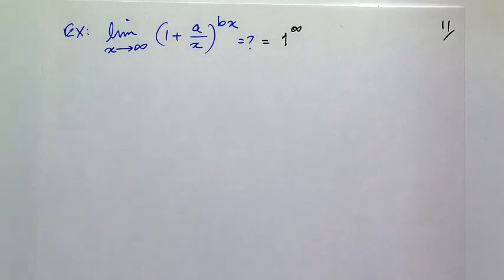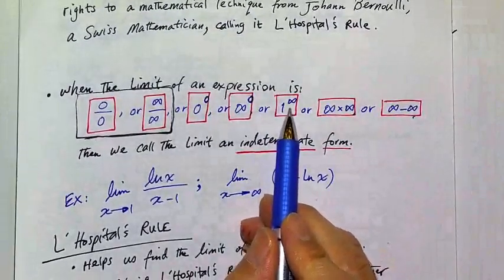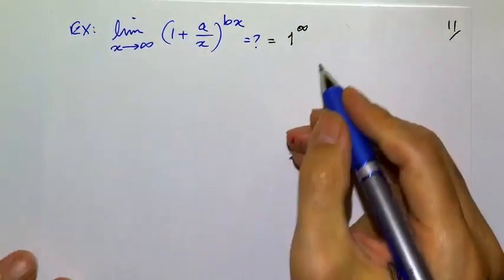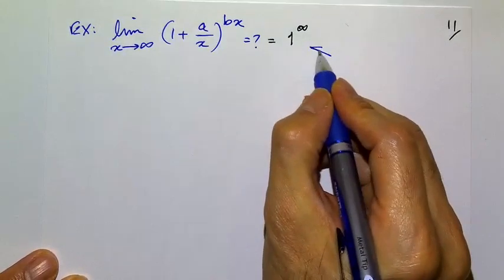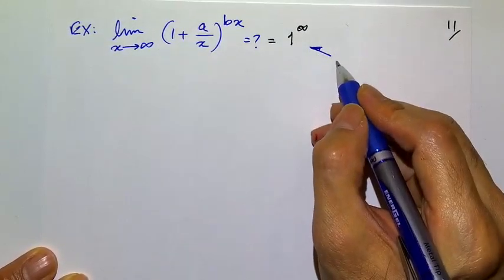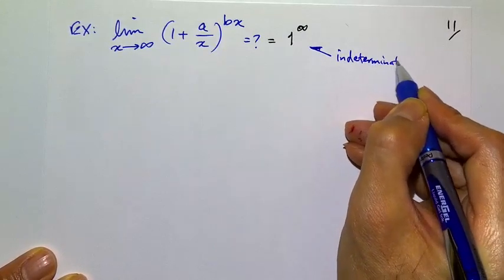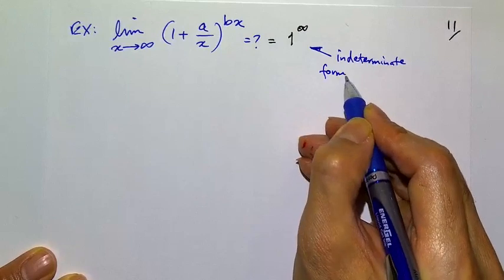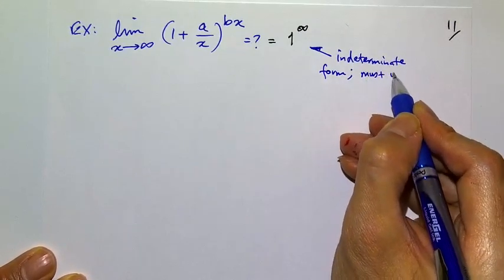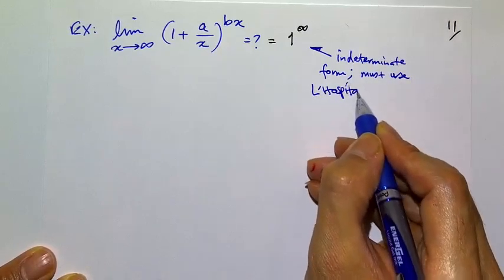Let me bring back that slide. You see that? 1 to infinity, on the first slide, first page, we talked about it. So that's an indeterminate form, which means this expression is a candidate for applying the L'Hopital rule. So it is an indeterminate form, and we must use L'Hopital's rule.